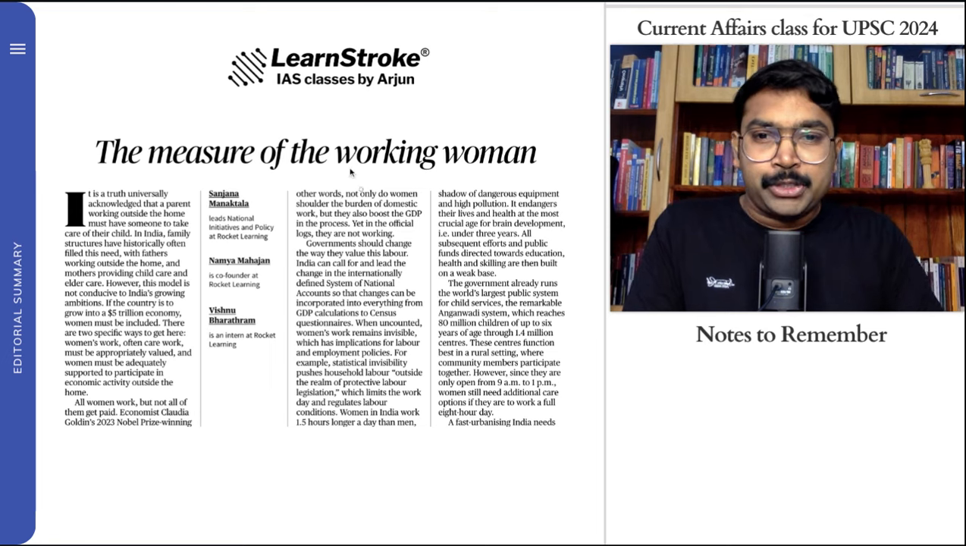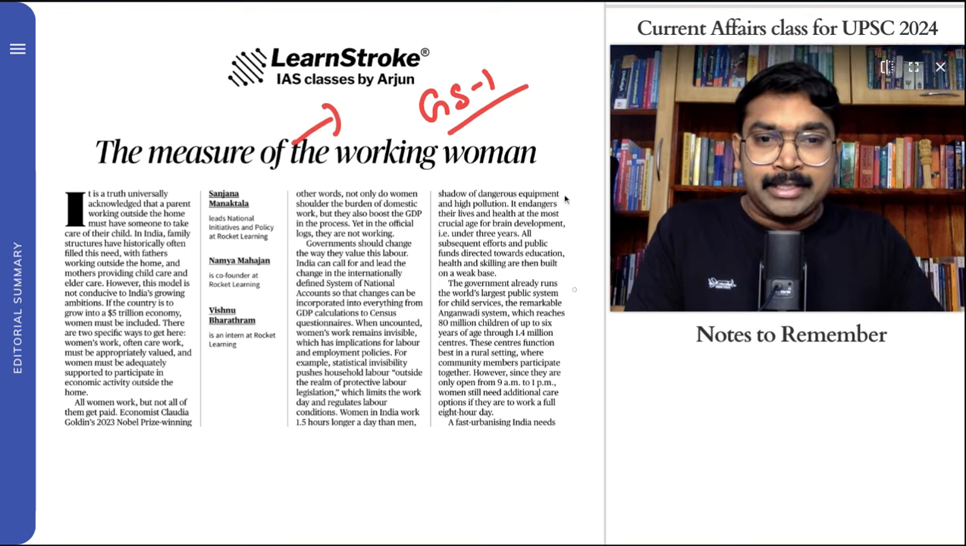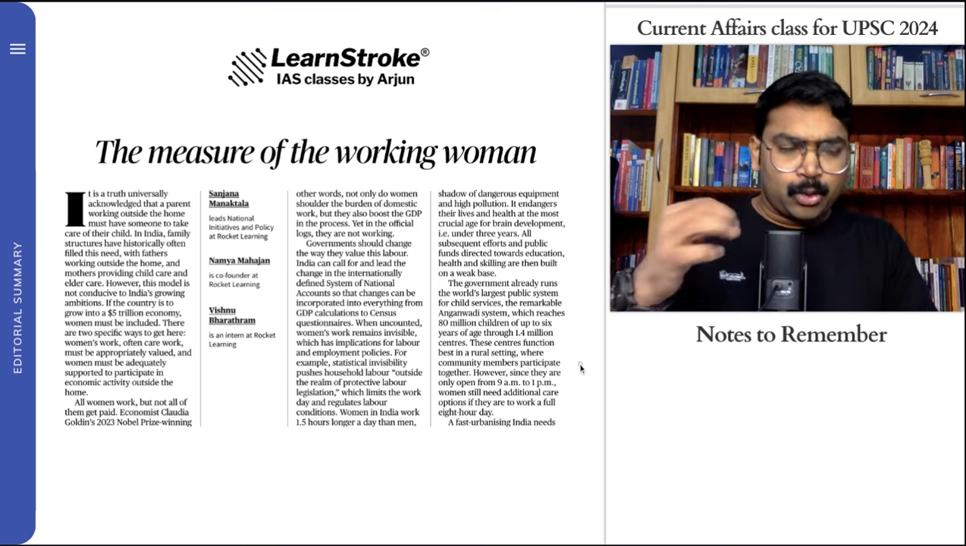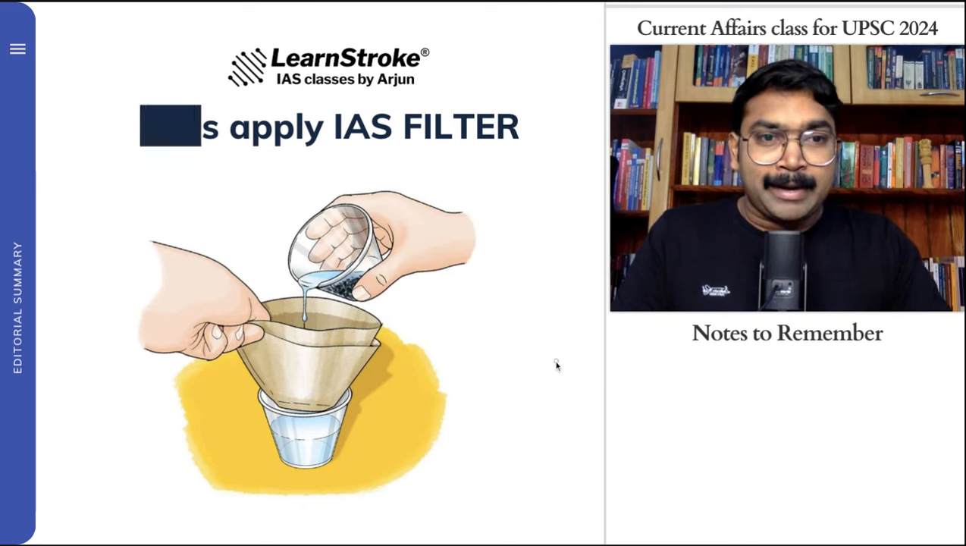And next is a very short article regarding the measure of working women. So again, GS paper 1, the role of women and women's organizations. It's important that you get a quick idea on this. It's a very short editorial, so I thought I would apply the IAS filter and come up with the points.